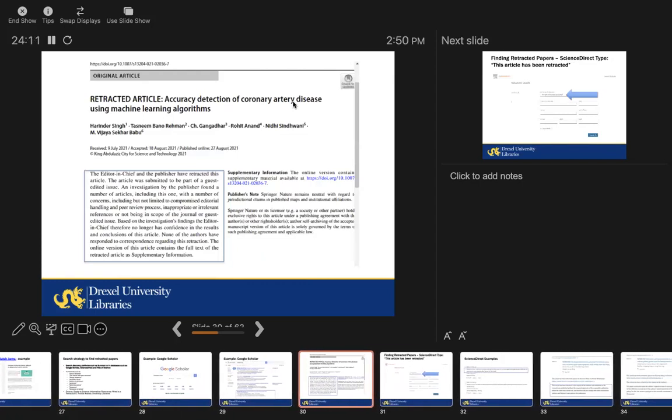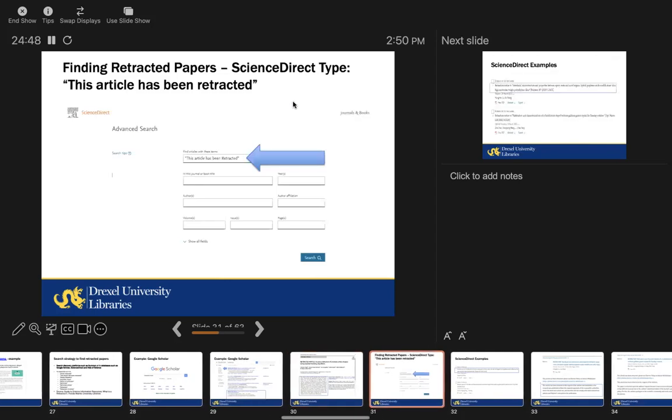And again, the explanation of why this paper was retracted is highlighted here. An investigation by the publishers found a number of articles, including this one, with a number of concerns, including but not limited to compromised editorial handling and peer review process, inappropriate or irrelevant references, or not being in scope of the journal. So these are a lot of issues that they discovered, and the paper, although published in a good journal at that time, was retracted. Let's go to the next slide.